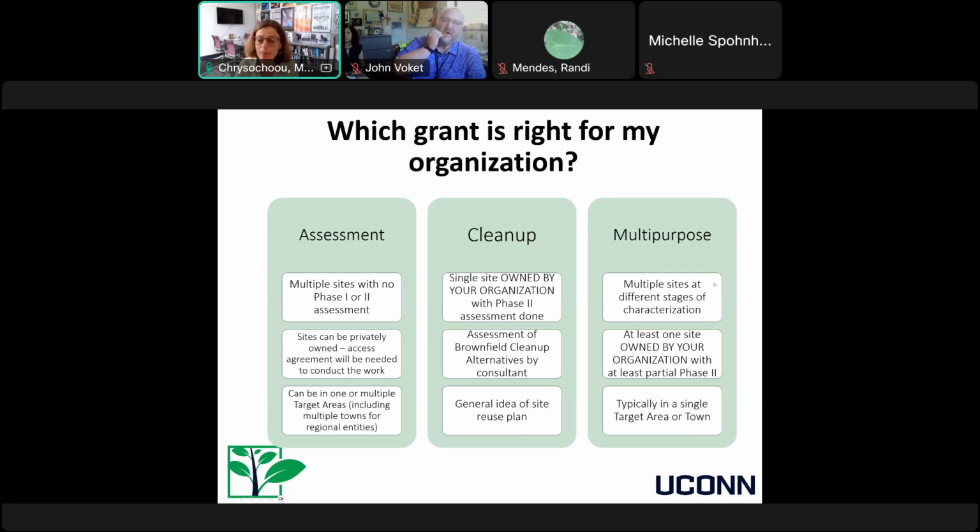A multi-purpose grant combines assessment and cleanup, so you can have multiple sites as part of that grant at different stages of characterization, but at least one must be ready for cleanup and owned by your organization. So as you saw in the previous slide, multi-purpose grants are very competitive. So there's a lot fewer being awarded. Typically, Region 1 gets like 1 or 2 every year. So assessment or cleanup are the most likely grants that you will pursue.